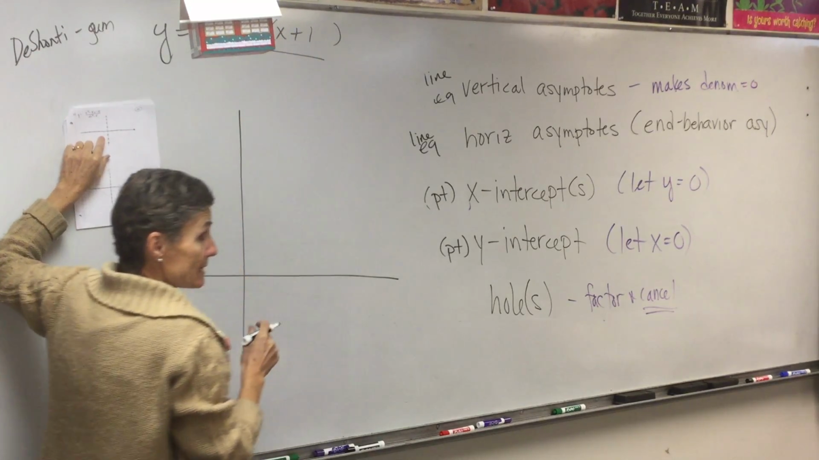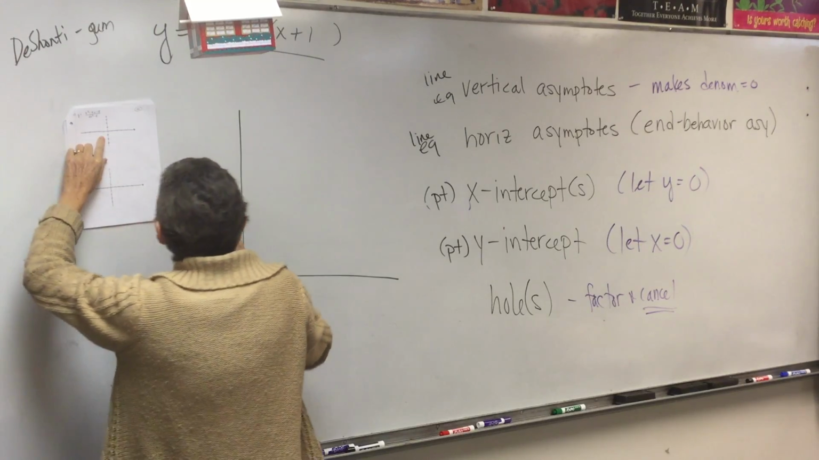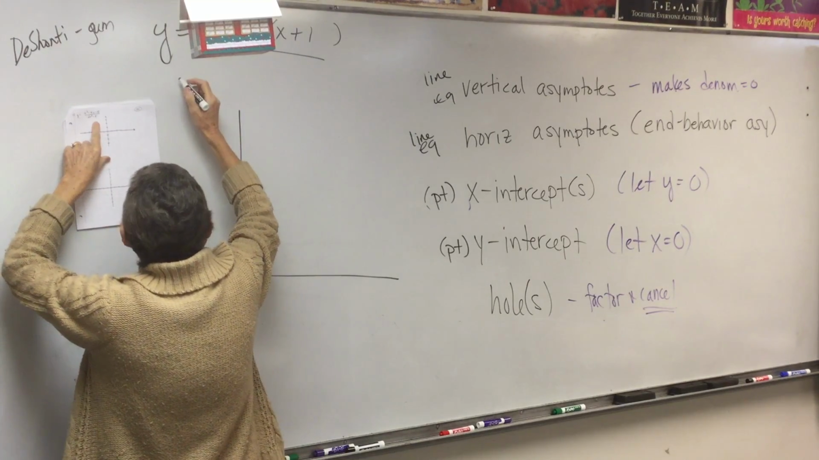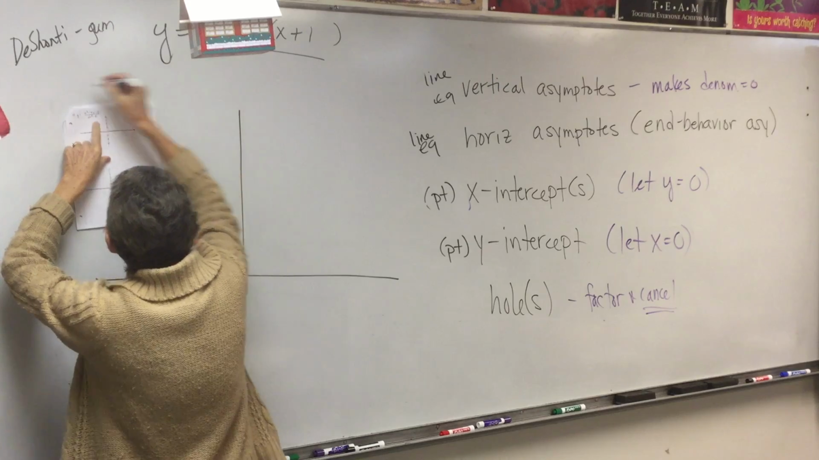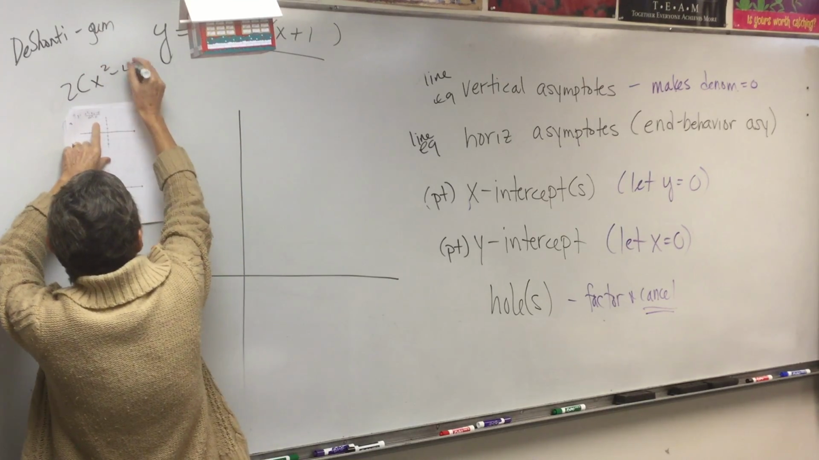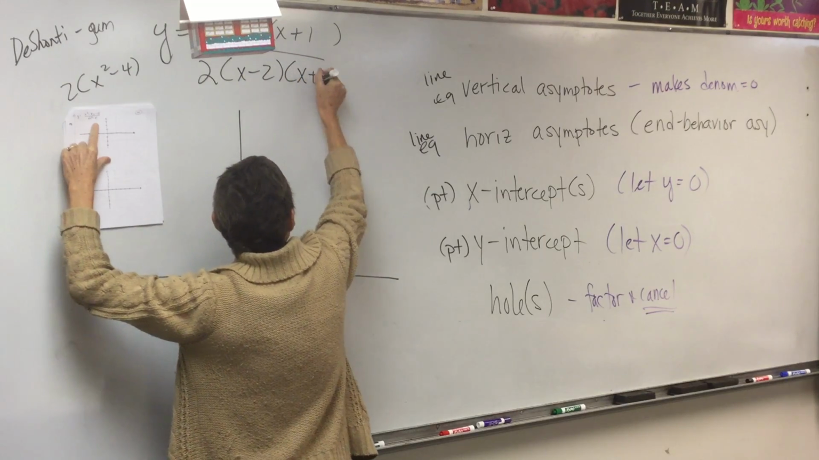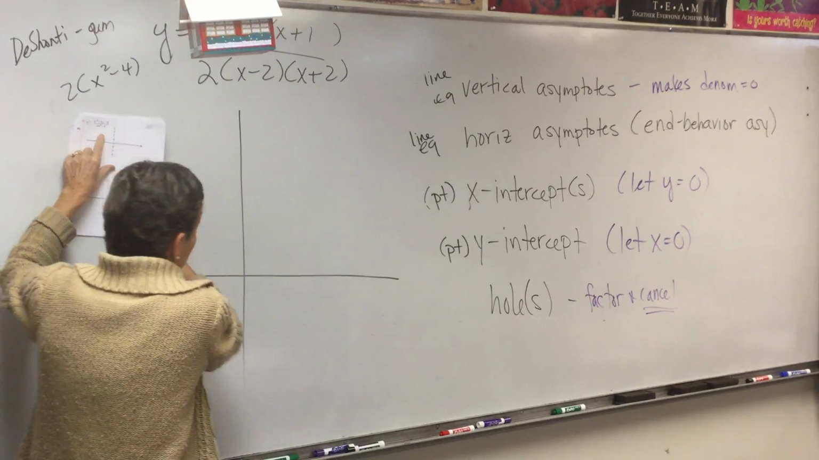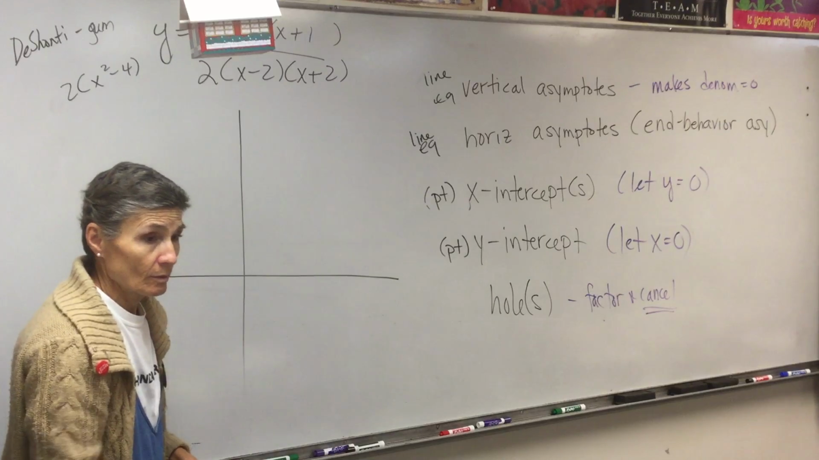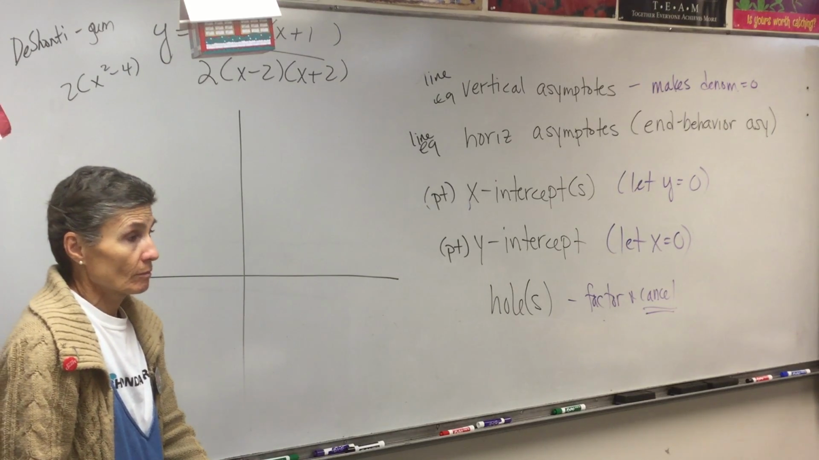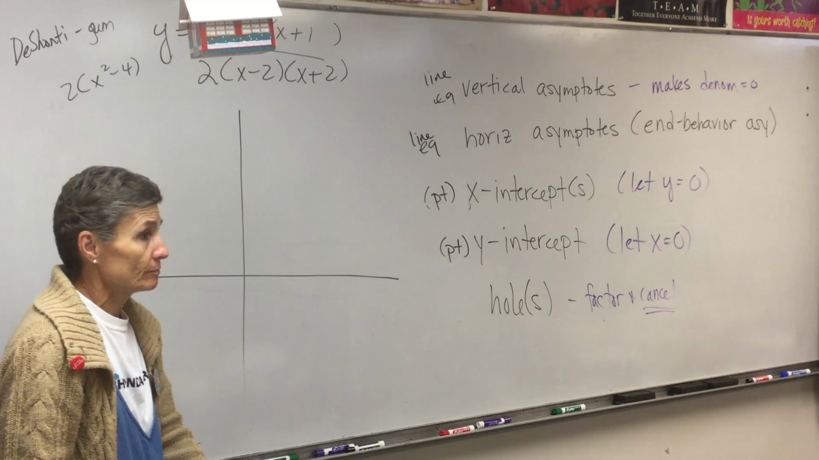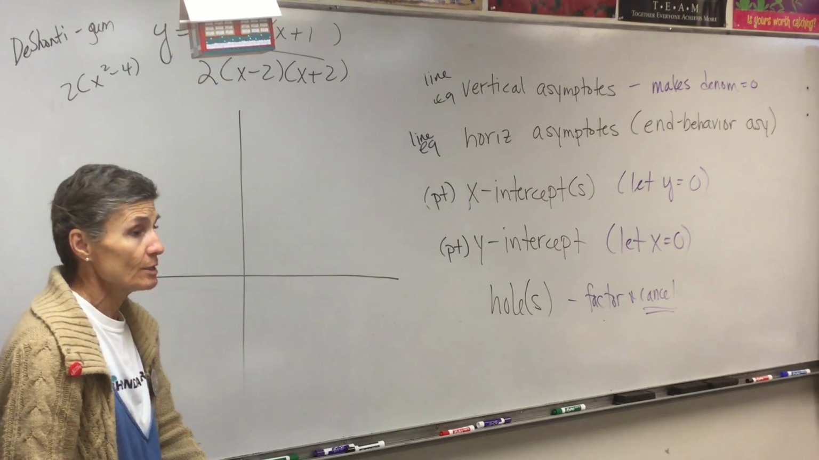I'm on problem D now. And if I take a 2 out of the bottom, I'd have x squared minus 4. So is my bottom 2 times x minus 2, x plus 2? Yeah. We all good? Now we're completely factored.